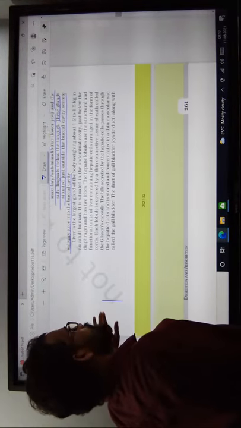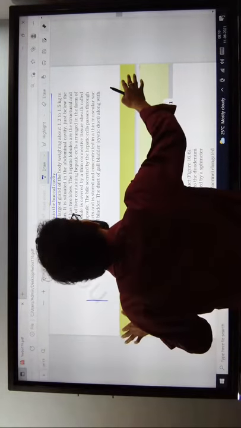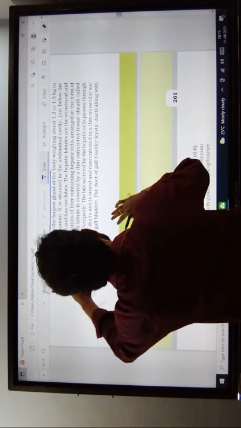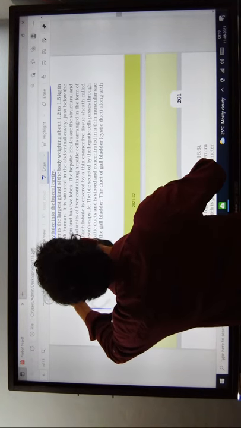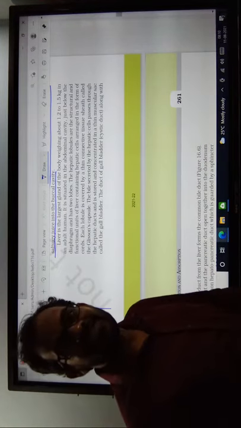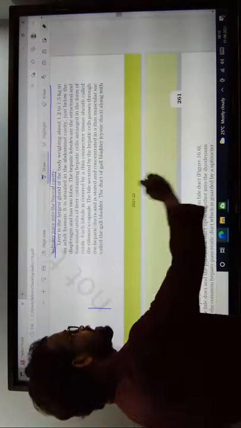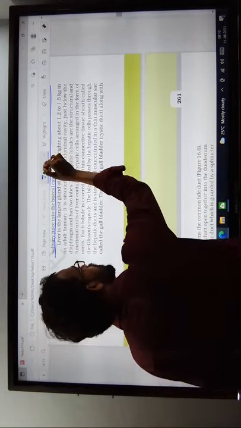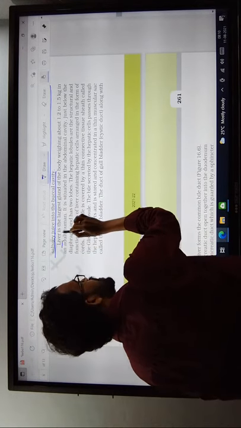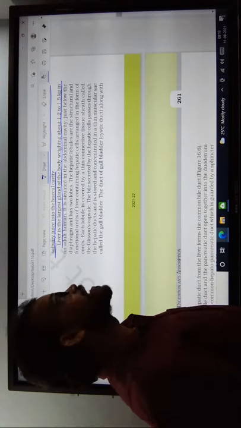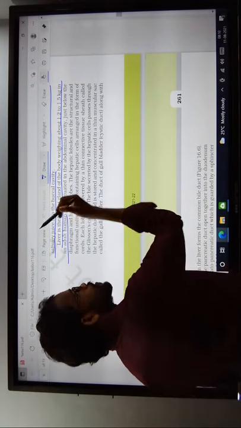Coming to the next one. Liver is the largest organ in the body. What is its weight? 1.2 to 1.5 kilograms in a human adult.